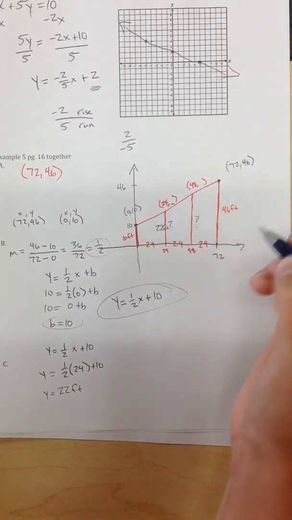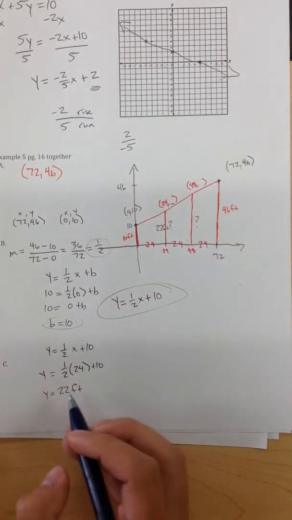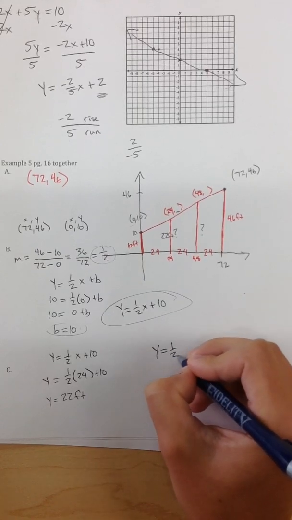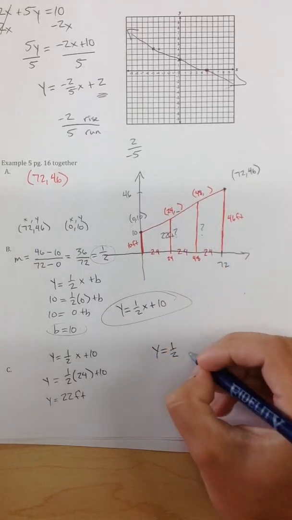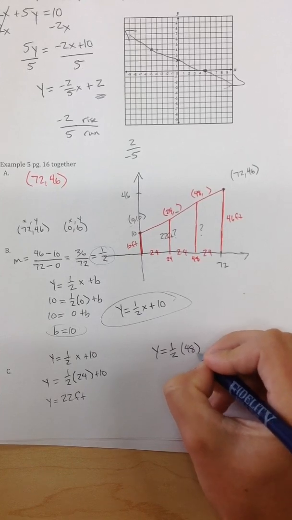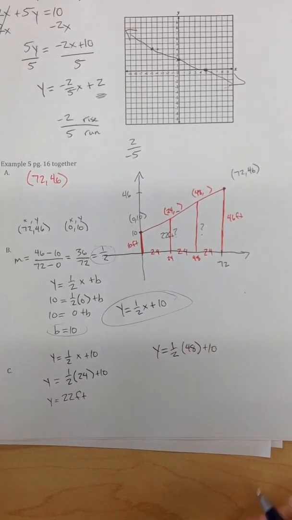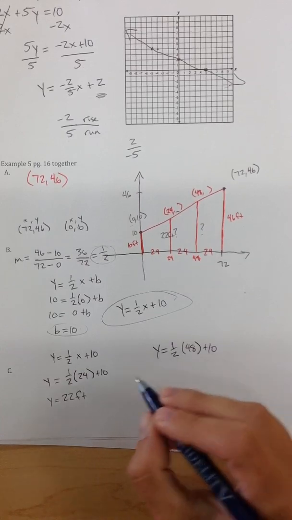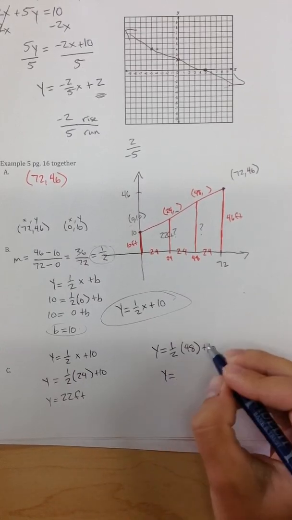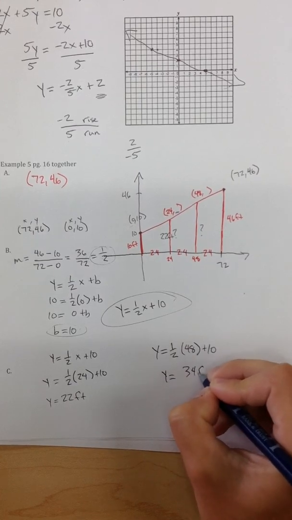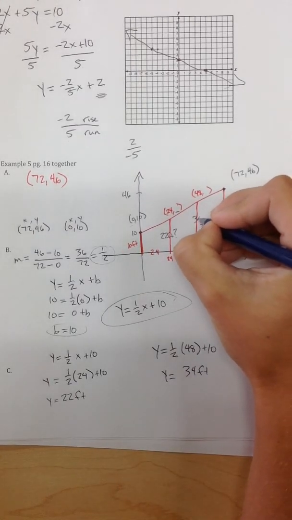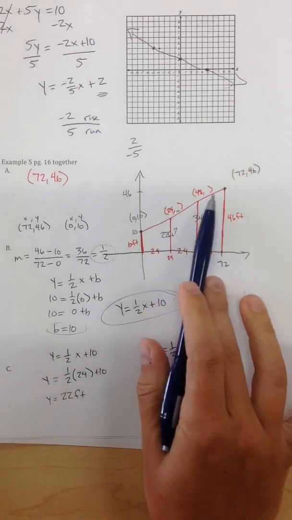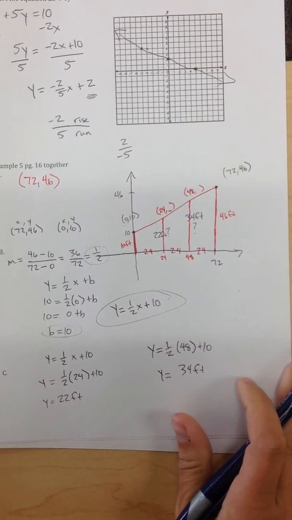For that one. And then for my next one there, same thing, I go y equals 1/2, and then this time my x is 48, so plug 48 in, plus 10, so half of 48 is 24, and then 24 plus 10 would be 34, so my y for the other one is 34 foot. Okay, and then that would also be 22 there and 34 there in those ordered pairs.